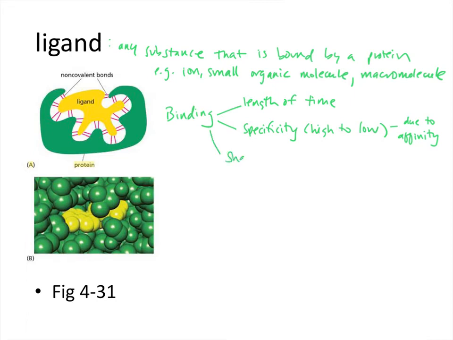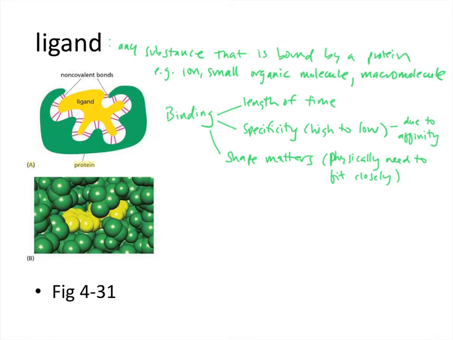So shape matters always for proteins, but specifically for binding. And so basically physically, this ligand and protein need to be able to get in close contact with one another. And that's to allow those non-covalent bonds or non-covalent interactions to form.